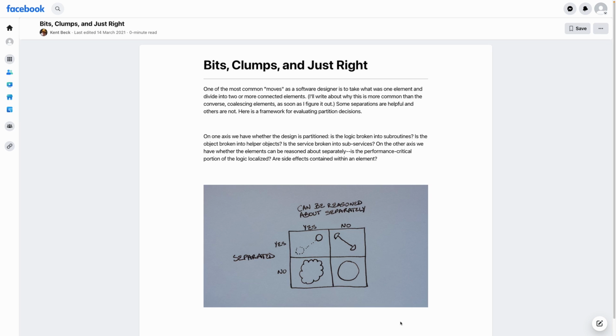Hi folks, today we're going to be talking about an old Kent Beck note called Bits, Clumps and Just Right. But first, are you sitting comfortably? Good, let's begin.